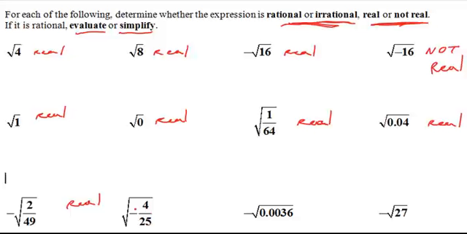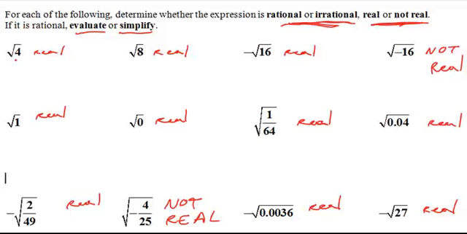But looking at this one, the negative is under the radical symbol, so it is not real. So it can be neither rational nor irrational. Here we have a negative, but it's out front, so this is real. And again, a negative, but it's out front, so it's real. Okay.